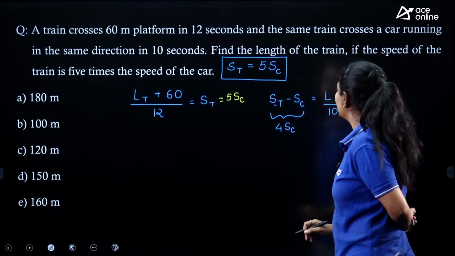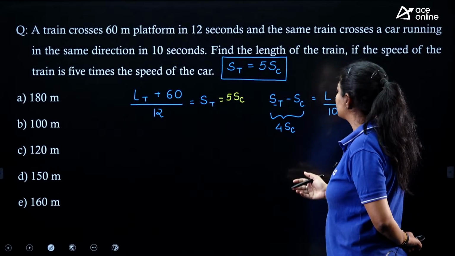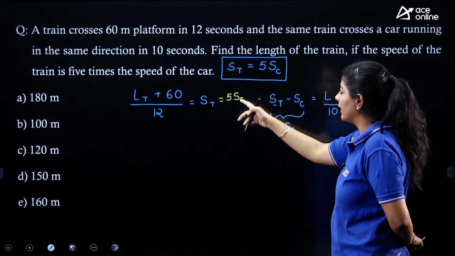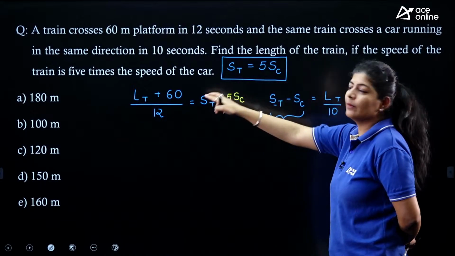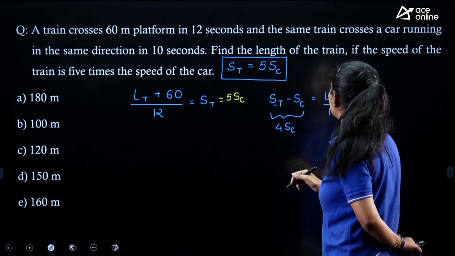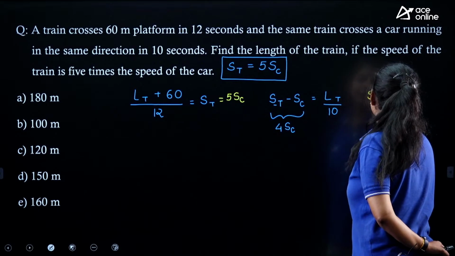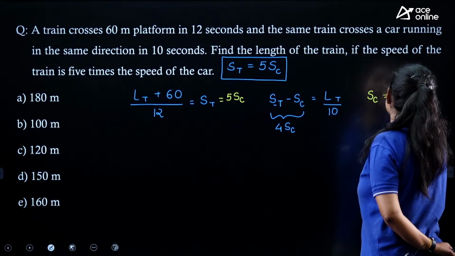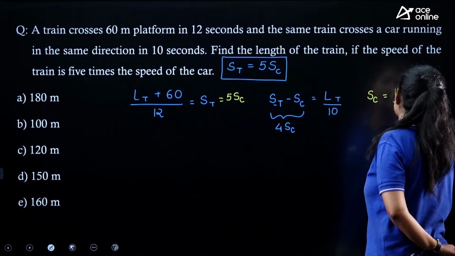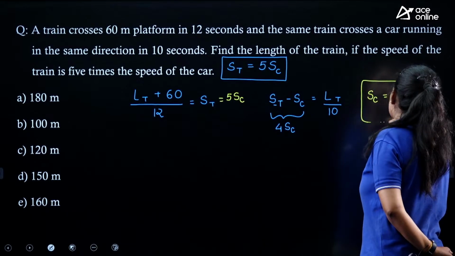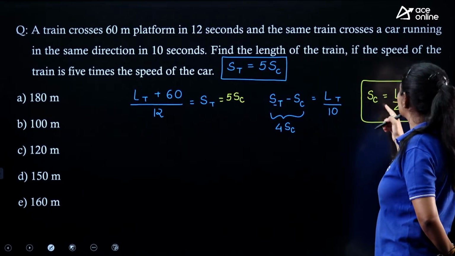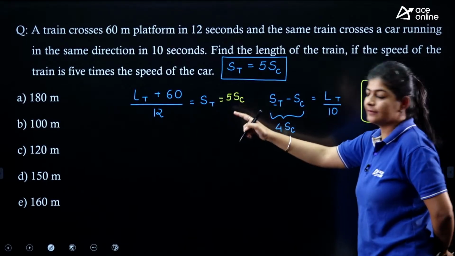Now what we are doing, we are just either substituting the value of SC over here or the value of LT over here, right? So one thing we can do, we can write the speed of the car is nothing but the length of the train divided by 40, right? Now I am going to use this particular term over here.